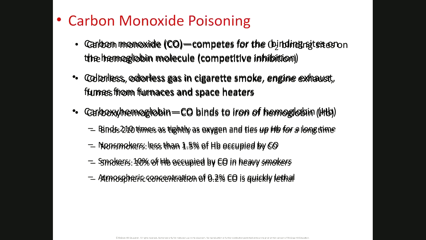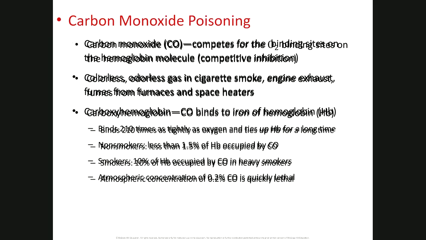Carbon monoxide, which is another chemical, not carbon dioxide, competes for the binding sites of the hemoglobin. Therefore, if it occupies it, then oxygen doesn't have time or a place to connect with it, and therefore you end up in hypoxia.